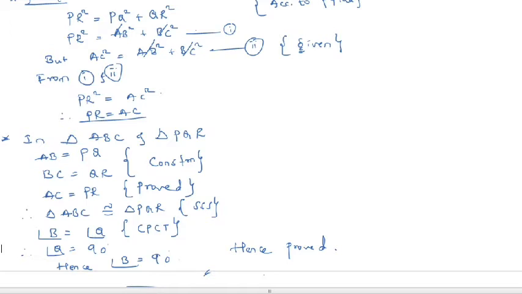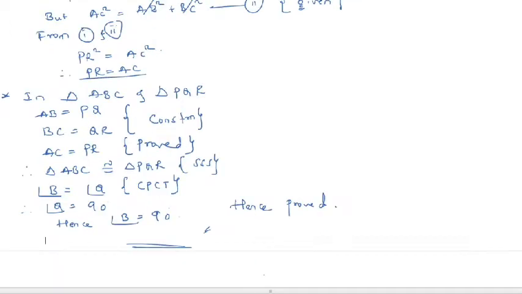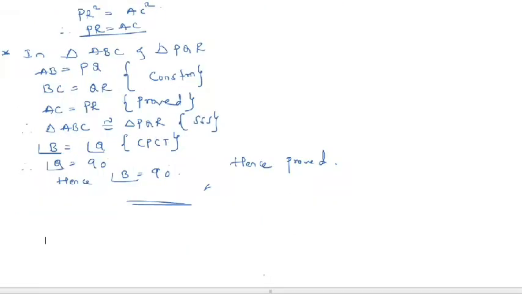Therefore, according to CPCT, angle B is equal to angle Q, because corresponding parts of congruent triangles are equal. So, angle B is equal to angle Q. What is angle Q? 90 degrees, and angle B's value is also 90 degrees. Hence, it is proved. It is the converse of Pythagoras theorem.